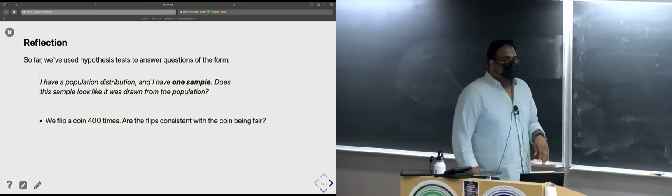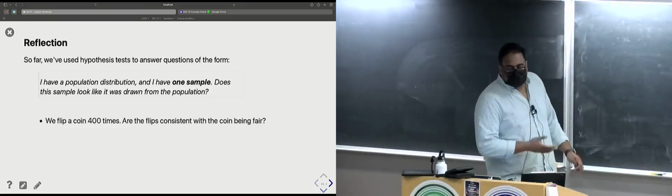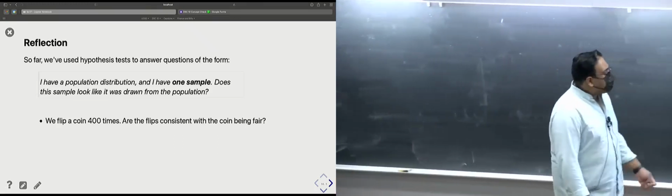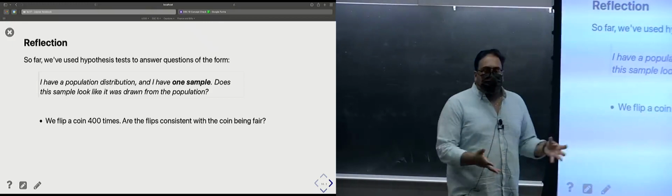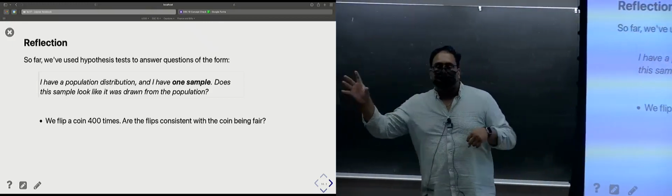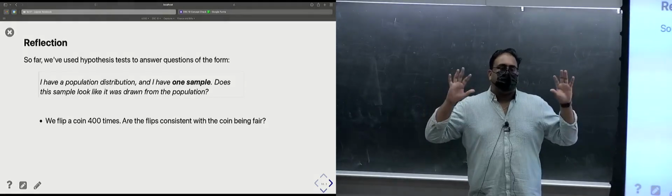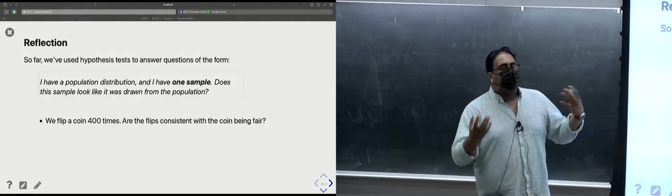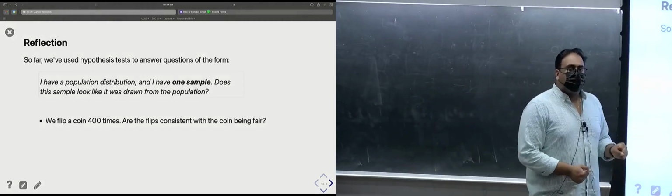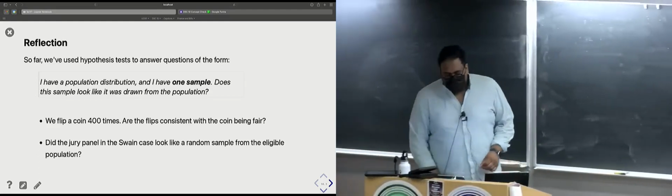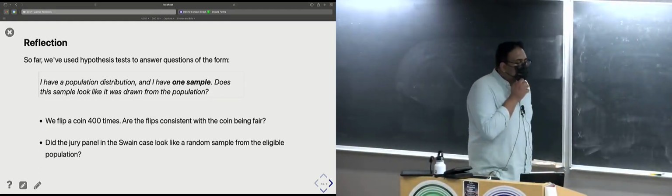For instance, we flipped a coin 400 times. Are these flips consistent with the coin being fair? The results of flipping this coin 400 times, that's our sample, and the population is a distribution that's 50% heads and 50% tails. So even though it's a little abstract to think of a fair coin as being a population, it is, right, because we can sample from it. Okay, so that question was of this form. So was, like I said, the Robert Swain jury panel example.